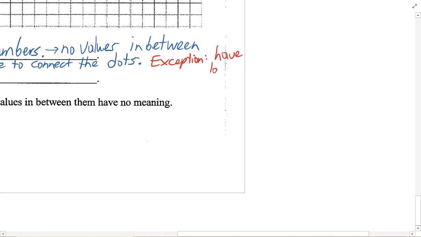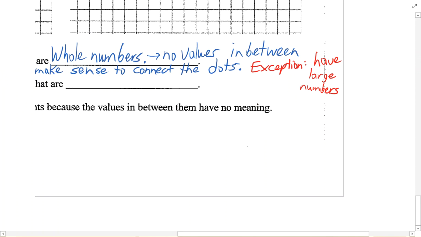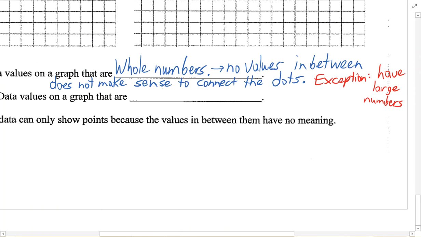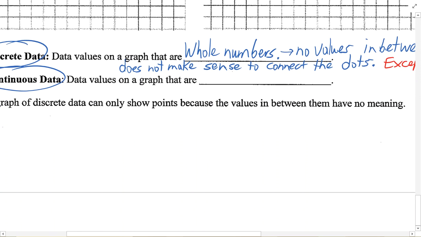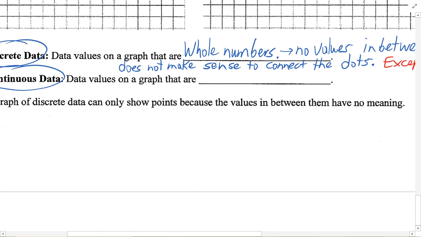So if you have large numbers, it's still discrete data, still discrete. Bees are whole numbers, so you don't have half a bee flying around, but you have large numbers, so you do connect the dots. Okay, so if you have large numbers, then you can connect the dots. Whereas that's different with data values that are continuous. So continuous data values, they are easily broken into smaller values.